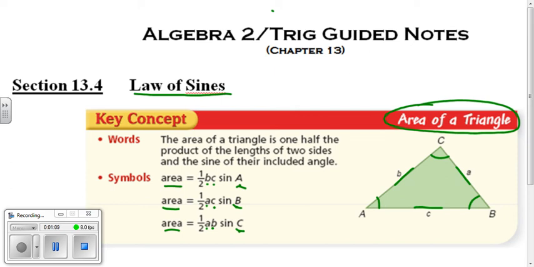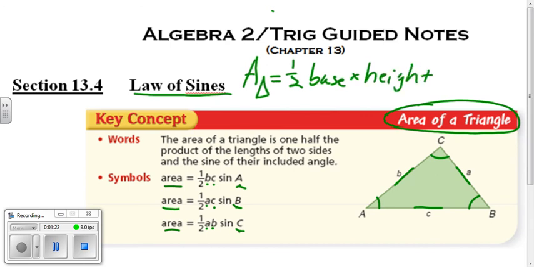Now, if you'll remember back from geometry, you might say to me, but Mr. Anderson, area of a triangle equals 1/2 base times height. And I'll say, well, yes, you are correct. That is 100% true.